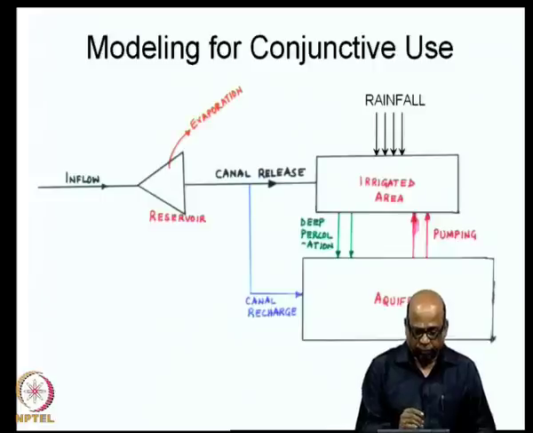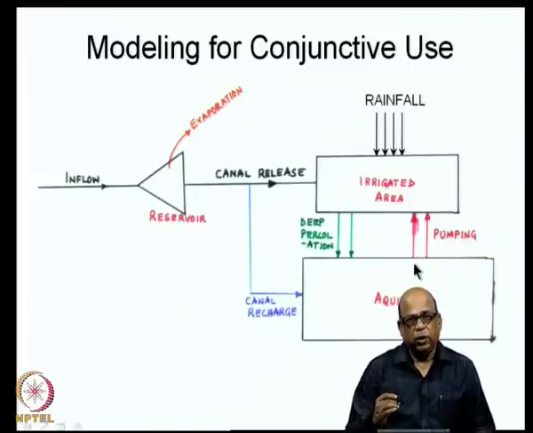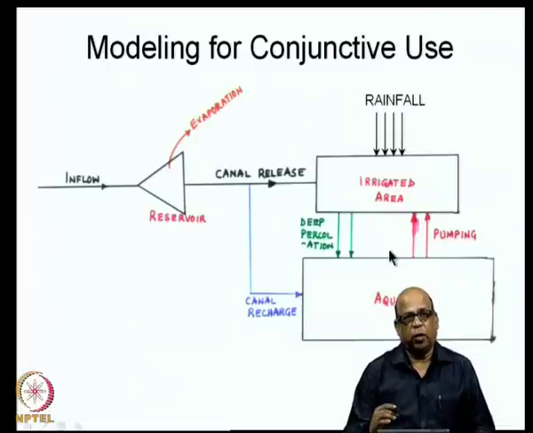What is the problem here? The problem is to decide how much to be released from this reservoir here and how much to be pumped from the aquifer during each intra-season time period. Now, these time periods can typically be a month, it can be a 10-day period, or it can be seasonal time periods. So, you decide on the time period of planning and then you look at the optimal use of surface as well as the groundwater.